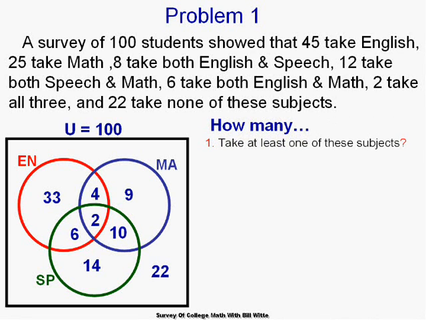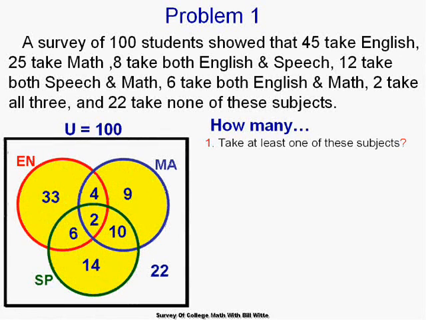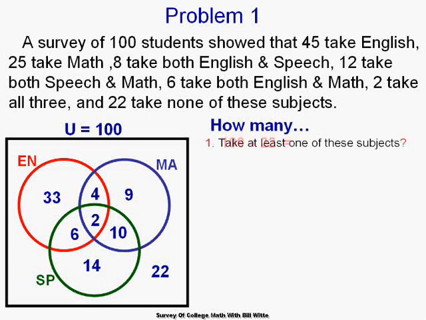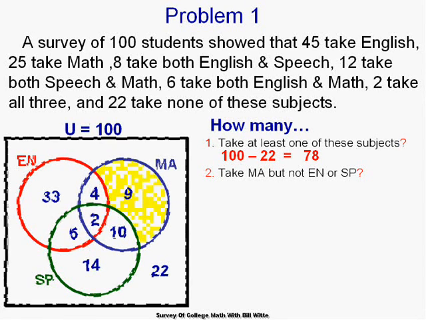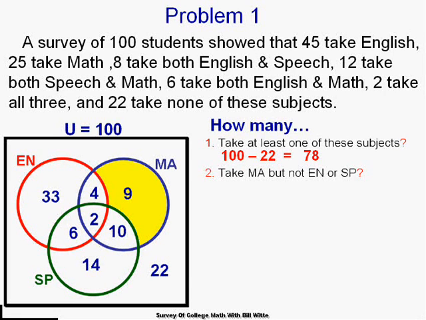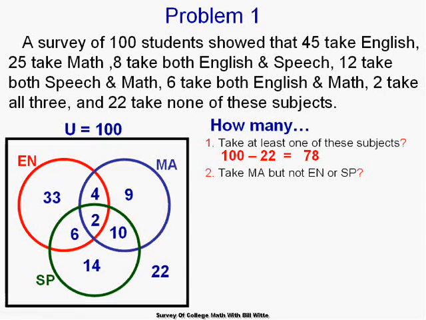How many take at least one of these subjects? That's everybody that takes at least one of these subjects. So you can just add up those numbers, or just subtract the 22 from the 100. Excellent. And the answer is 78. Get the idea? There's usually 2 ways to do it. How many take math but not English or speech? Well, let's look at the math and the amount that's in math but not in English or speech. Well, that's obvious. That's easy now that you have the picture.